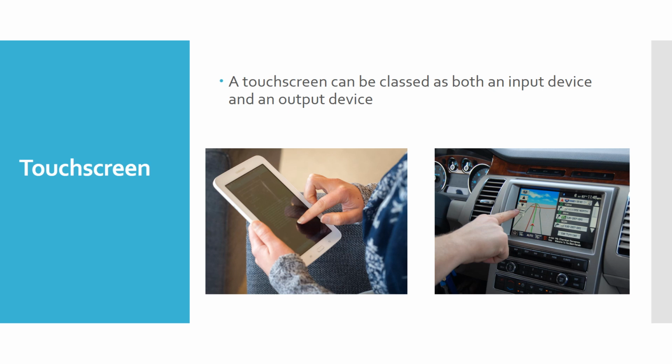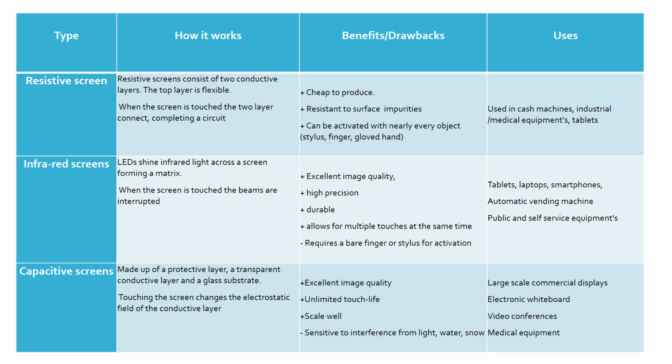Touch screens. Nowadays, everybody is using touch screens. Touch screens are considered as input and output devices as well. There are three types of touch screens: resistive, infrared, and capacitive. And how it works, benefits and drawbacks, and use cases, I have mentioned everything in one slide. Resistive screens consist of two conductive layers. The top layer is flexible. When the screen is touched, the two layers connect, completing a circuit, right?